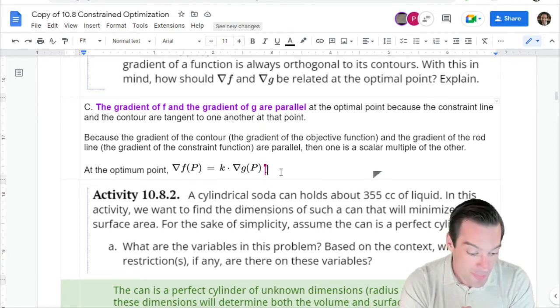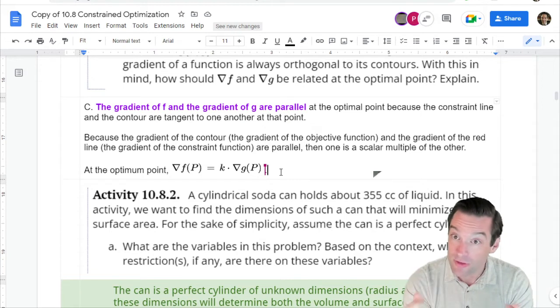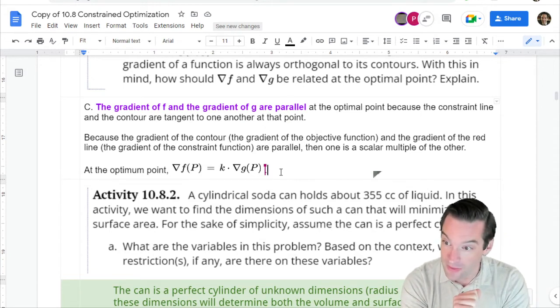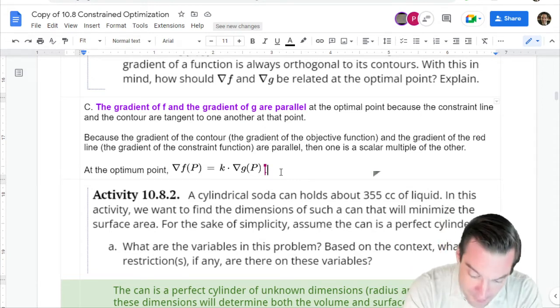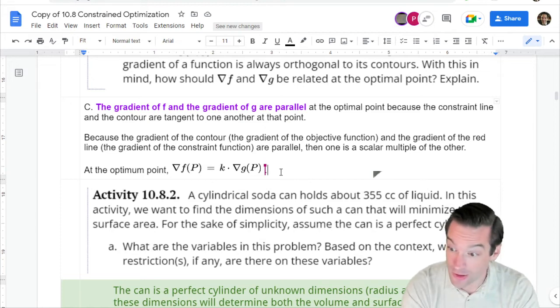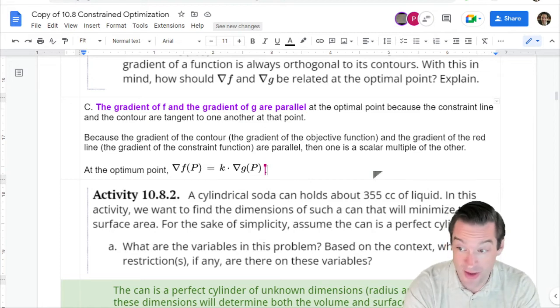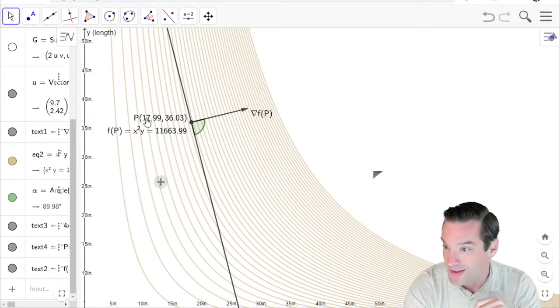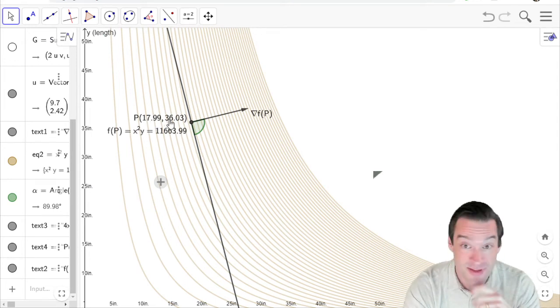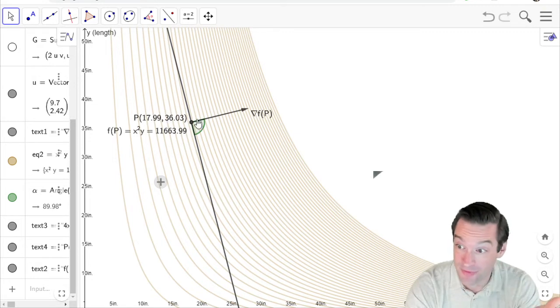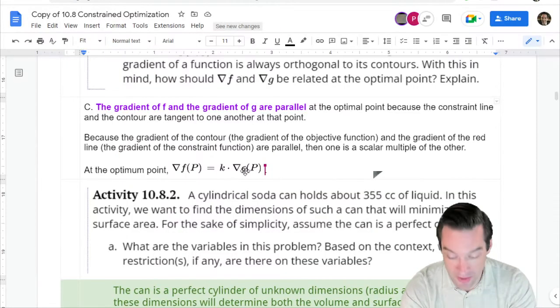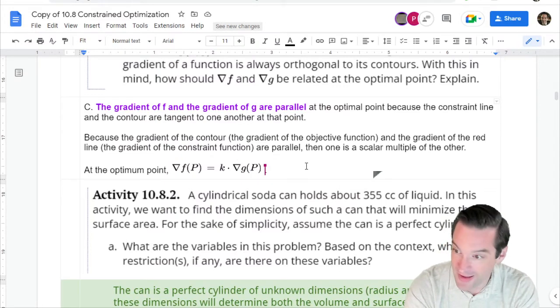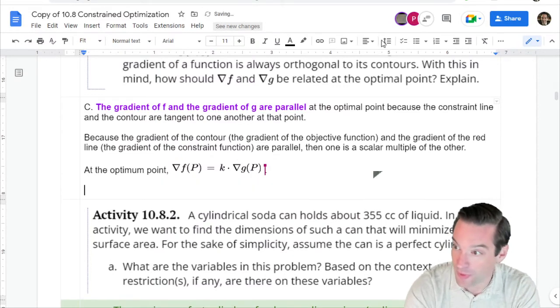So what I want to do to wrap up this preview activity is go a little bit further than the activity went and talk through the algebra of what it might look like to find the coordinates of this optimum point. My little GeoGebra tool here is telling me it looks like about 18, 36 is probably the top of this particular hill that we can get to on this constraint. So what would the algebra look like for us to actually have found that optimum point?